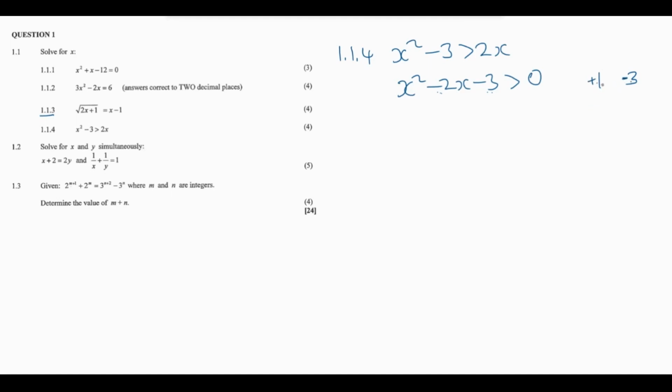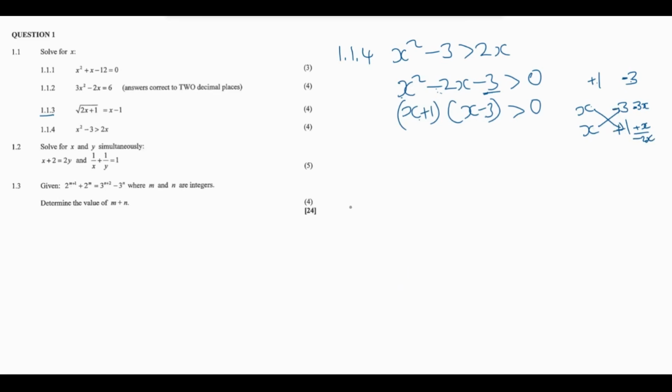Negative 3 times 1 is negative 3. Negative 3 plus 1 is negative 2. So these are the factors we're looking for. So we have x plus 1, and then x minus 3 greater than 0. Okay. Like the other method, split the first one, the x squared, into x and x. Split the 3, 3 and 1. Then cross multiply. It becomes 3x and then x. Then to get negative 2, this must be negative 3, this must be positive x. And then this must be negative, this must be positive. So it becomes x plus 1, x minus 3.